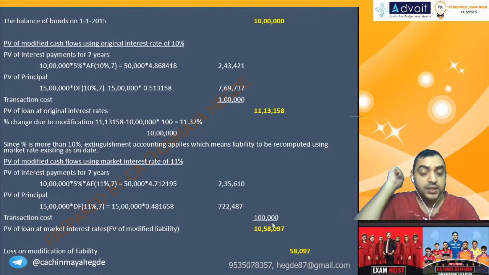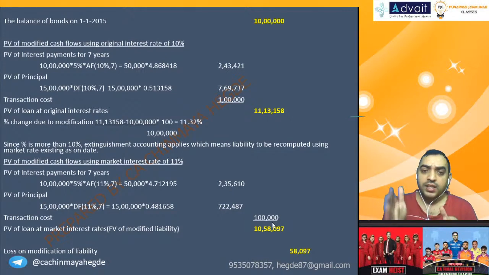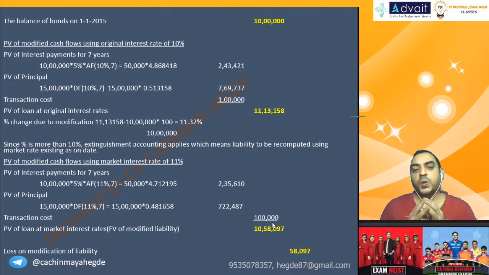Okay, so this is the accounting for modification. Don't spend time writing it down. Take a screenshot of this, and as usual, I will share this solution in the Telegram channel at a later point in the day. So don't worry about writing it down. Get your concepts clarified.